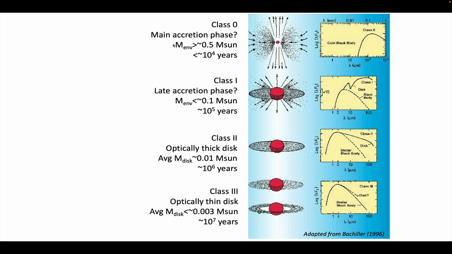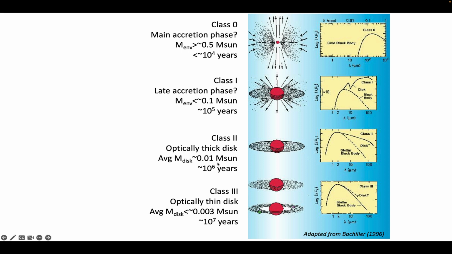The mass of the envelope is about half of the solar mass. This is the shortest lived phase. Class 1 is probably the end of accretion. The envelope is probably only a tenth of the mass of the sun, a little bit 10 times longer than a class 0 phase. Class 2 is an optically thick disk.